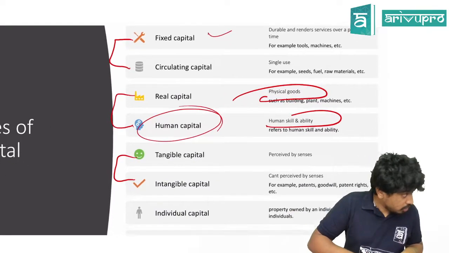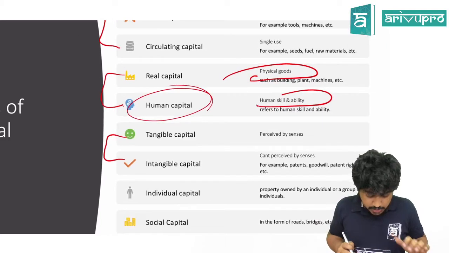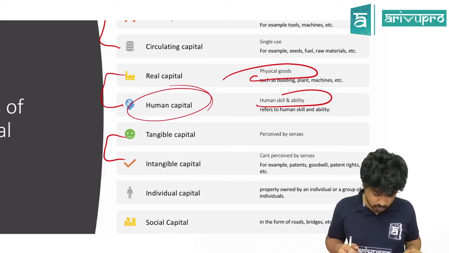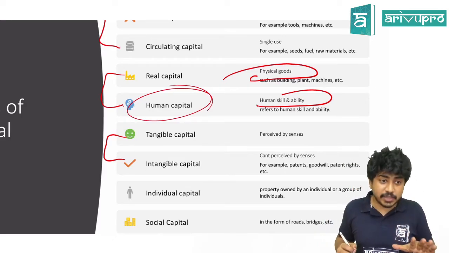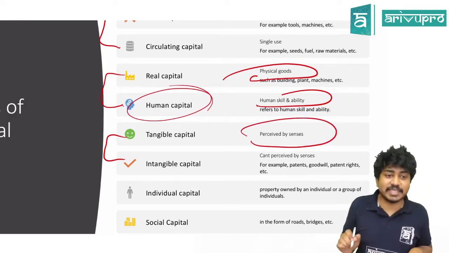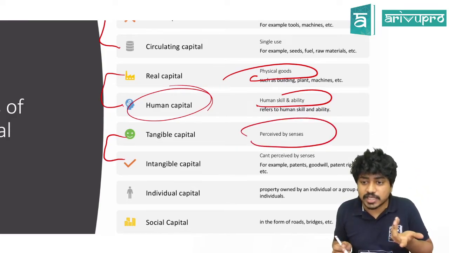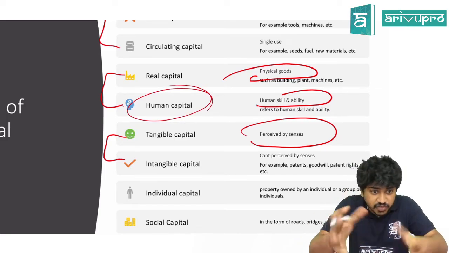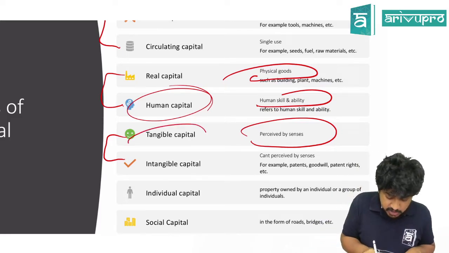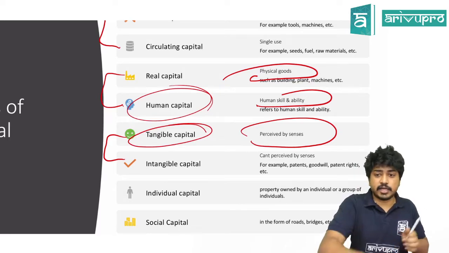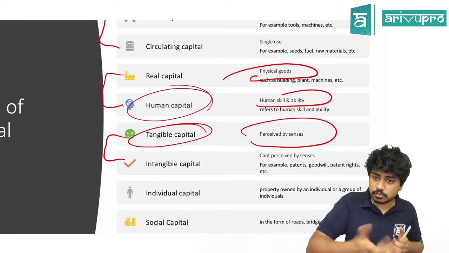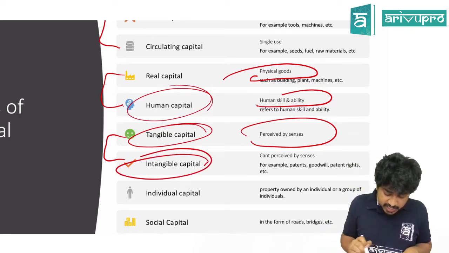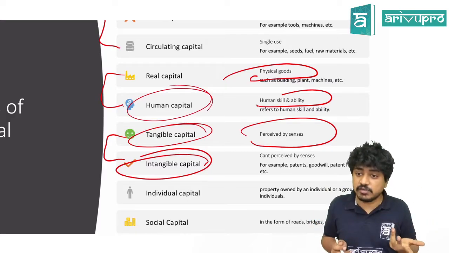Now, tangible capital and intangible capital. What are they? Tangible capital means capital which can be perceived by the senses. What you can smell, taste, hear, touch, feel, all these. Can I touch this? It is tangible capital. I can feel it by my senses. What is intangible? Capital that cannot be perceived by the senses.